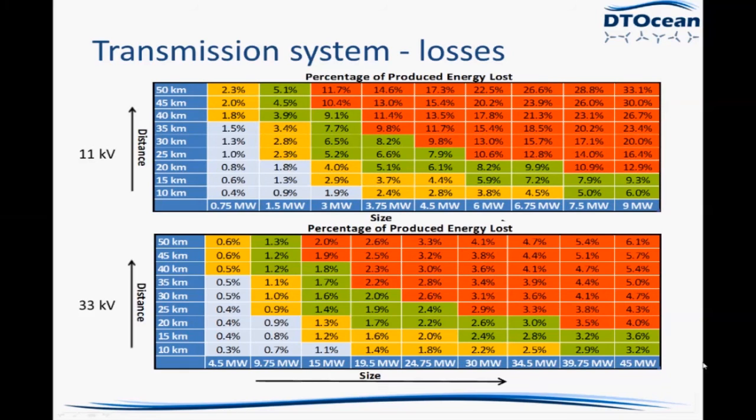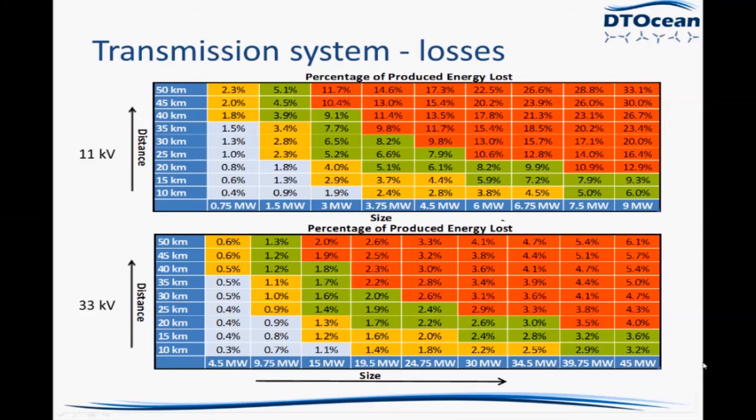We can only go up to 9 or 10 megawatts in the case of the 11 kV transmission, because you don't have cables of a higher power rating than this for that particular voltage level. If you take the case of a 6 megawatt farm, 25 kilometers from the shore, around 10% of the energy produced is lost just in the transmission network.